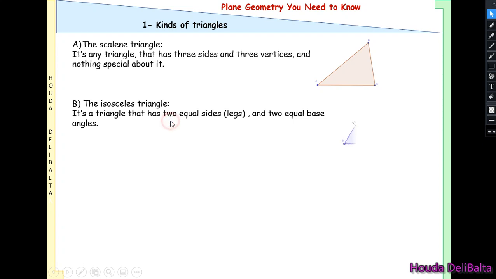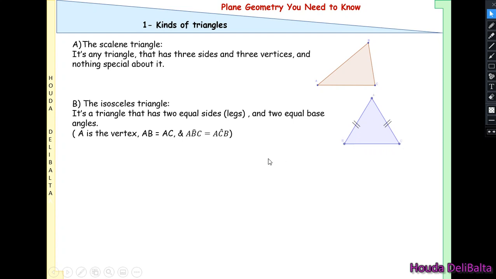There is also the isosceles triangle. It's a triangle that has 2 equal sides, as you see here in the figure, and it has 2 equal base angles. So as you see here, ABC is an isosceles triangle. It has 2 equal sides, AB and AC, which are also called equal legs. The angle here is called the vertex of this isosceles triangle, and the equal base angles are angle ABC and angle ACB.